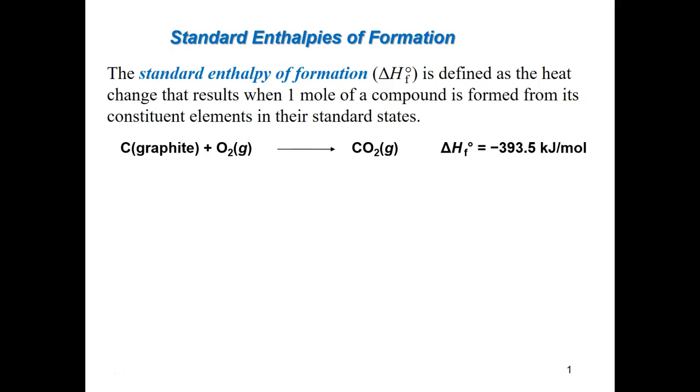So let's take an example. Carbon, in one of its allotropic forms, graphite, plus molecular oxygen O2 goes to make carbon dioxide as a gas. Its standard heat of formation, delta HF superscript 0, is equal to minus 393.5 kilojoules per mole. So going back to the definition, the heat change results when you make a mole of the compound, so we're making a mole of CO2 from its constituent elements in their standard states: carbon, graphite form, plus molecular oxygen.